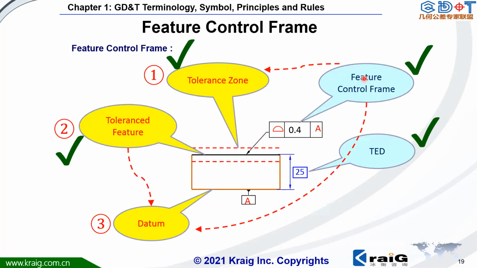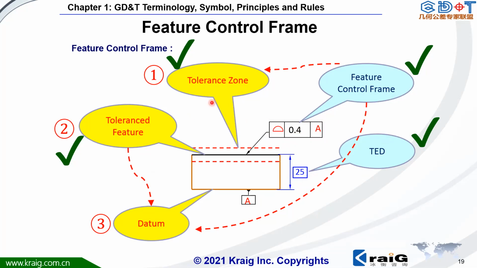The feature control frame actually is kind of a hub, or a center, which relates all of this information together. See here? First, we know this is a profile. And then we know the tolerance value, the tolerance zone is 0.4. And then we know this tolerance zone is related to datum A. How can you relate to datum A? You're going to use this TD here, right? So the feature control frame is kind of a hub, which is related with all of these important terminologies.